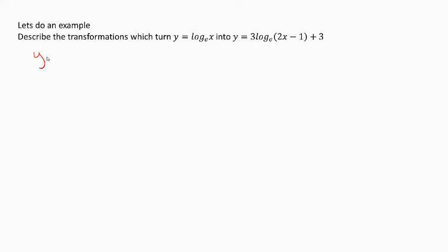So we've got y equals 3 log e (2x take 1) plus 3. And we're trying to make this look as much as possible like the parent function. So I'm going to subtract 3 from both sides, and divide by 3. That gives (y take 3) over 3 equals log e to the (2x take 1). Now I'm trying to make it look like the parent function. This is what we call the transformed function.